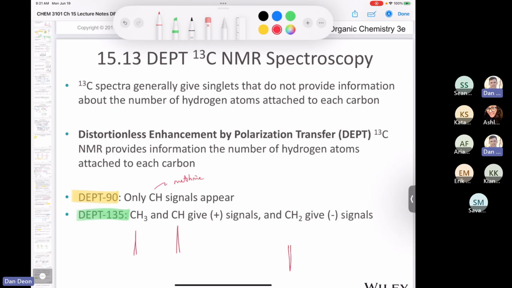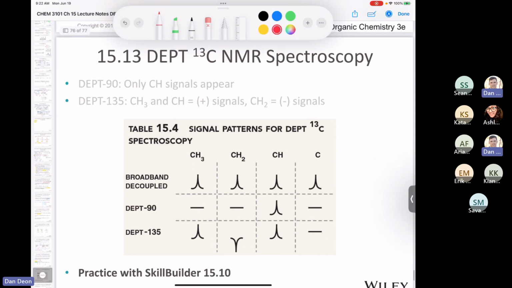So if you run a broadband decoupled, a DEPT 90 and a DEPT 135, you'll be able to identify every single carbon in the spectrum as being either quaternary, meaning it's got no hydrogens, methyl, methylene, or methine. Okay, you can tell all of them. And if you're wondering, well, how do you do that?